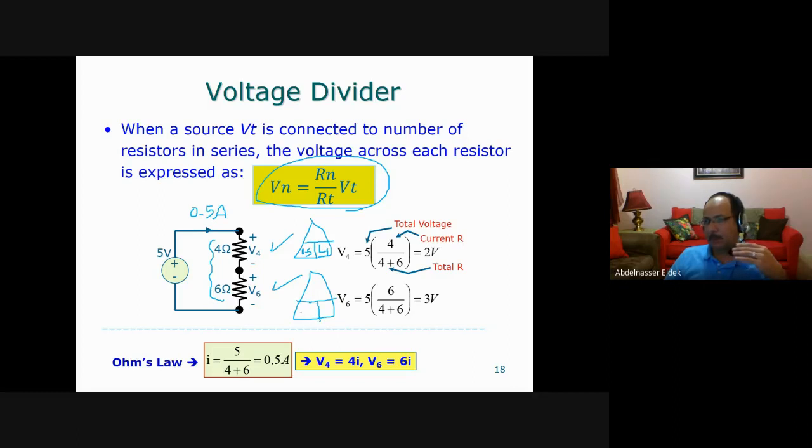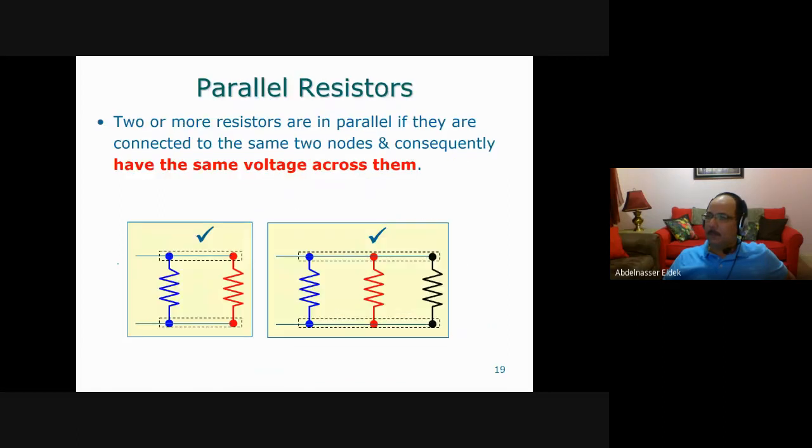For this one here, the current is 0.5 and the resistance is 6. 0.5 times 6 is 3. So as I said, you can use voltage divider, or if you don't want to use it, that's fine. Parallel resistance, or parallel connection.